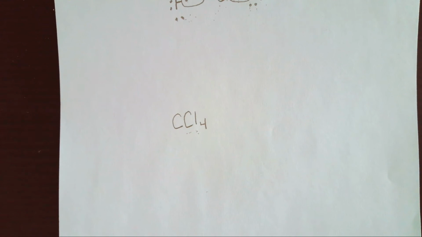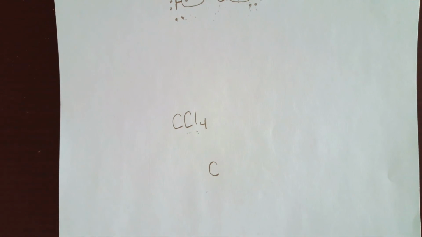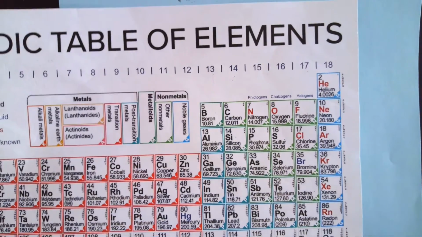Okay? All right, so we have carbon and 4 chlorines. What do we start with? Which atom do we do first? C, the first one. So we'll put a C. C is carbon.